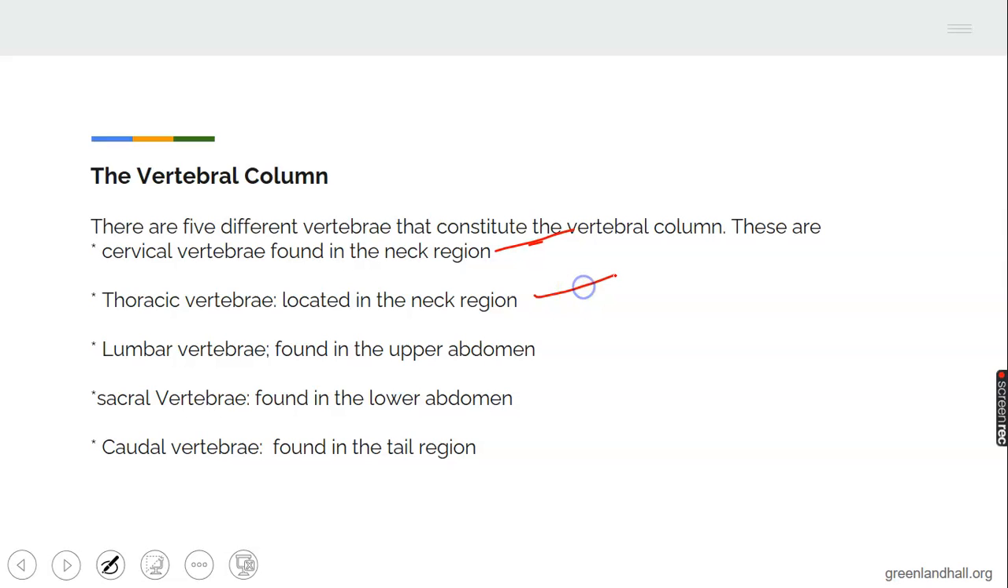The thoracic vertebrae found in the chest region, the lumbar found in the upper abdomen, the sacral found in the lower abdomen, and the caudal found in the tail region. Those are the 5 vertebral bones: the cervical, the thoracic, the lumbar, the sacral, and the caudal.